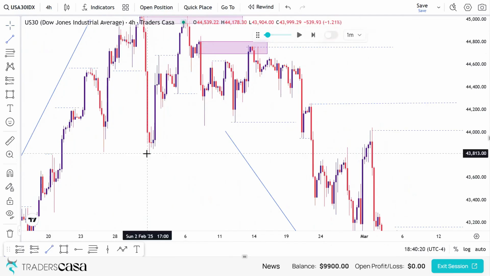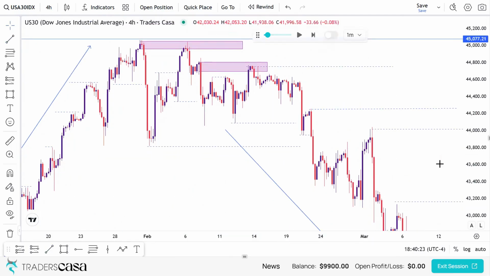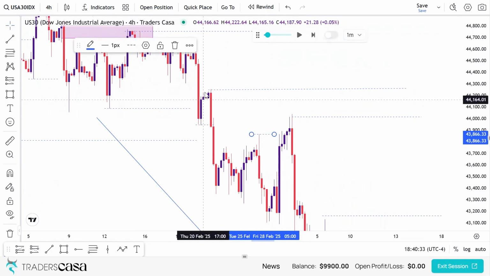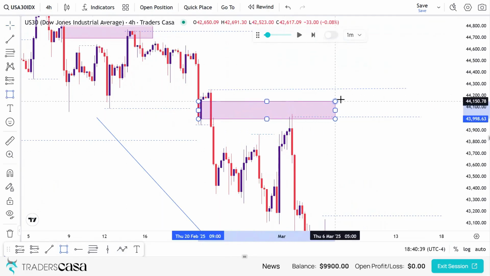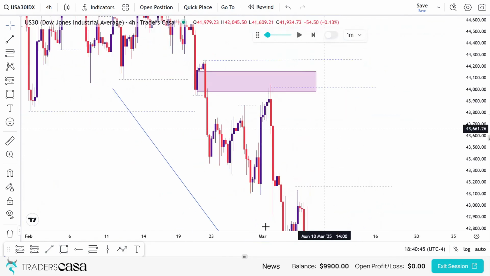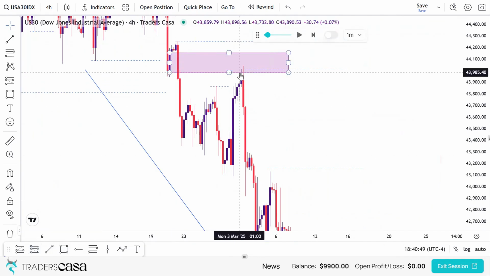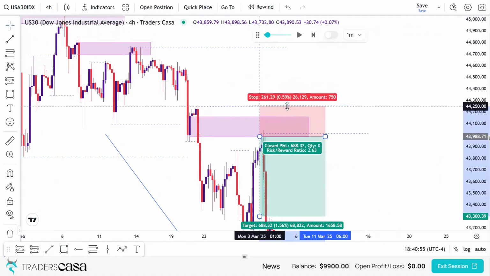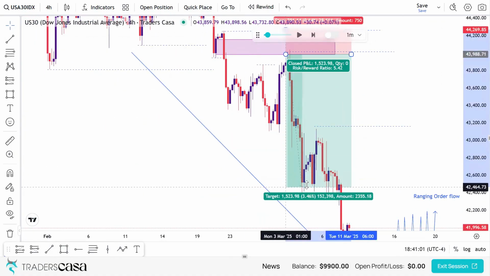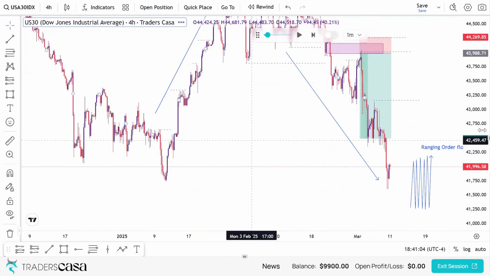The same thing happened again. We had this break of structure here. The market came, gave us our liquidity, then reacted from our breaker. So the market reacted from our breaker and sold off. So stop loss goes above this high. Then take profits here. So it's that simple.